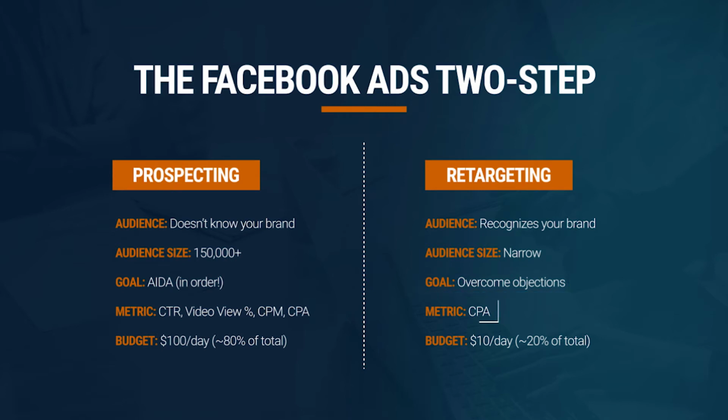The metric for success for retargeting campaigns is pretty much cost per acquisition. The other metrics don't really matter as much because it's such a small audience. Lastly, retargeting audiences should probably represent about 10 to 20% of your overall budget. So that's the Facebook ads two-step in theory, but now let's take a look at what that looks like in practice.